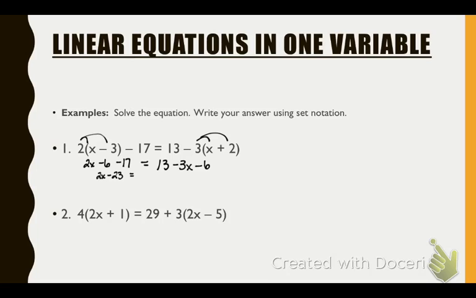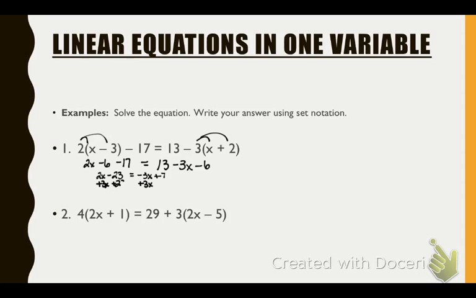equals negative 3x plus 7. It does not matter to me which one you move, if you move the negative 3x over to the left or if you move the 2x over to the right. For me, I'm usually going to move over the smaller one, or the smaller variable, especially if there's one that's negative. So I am going to add 3x to both sides.